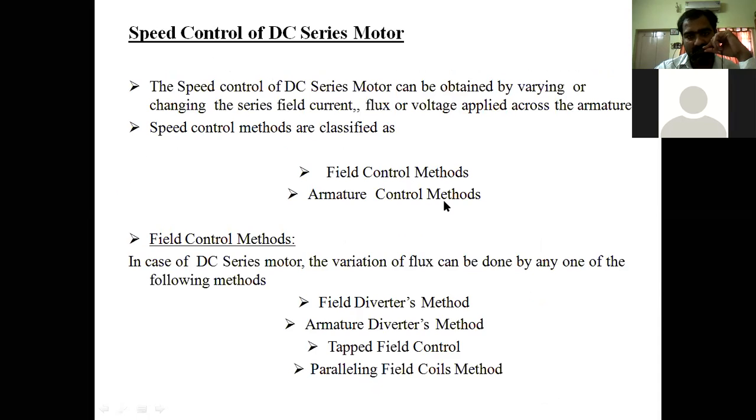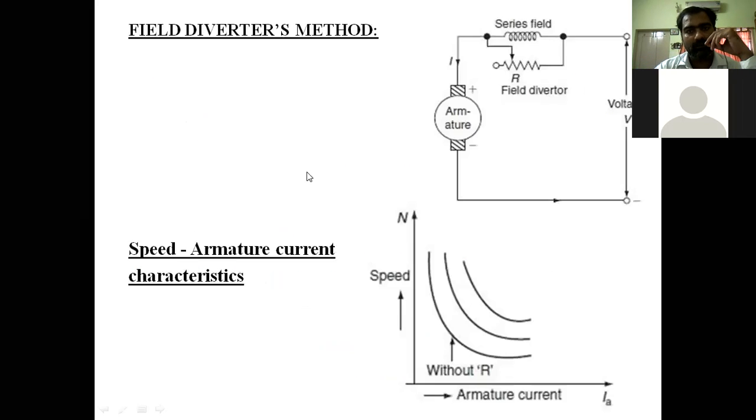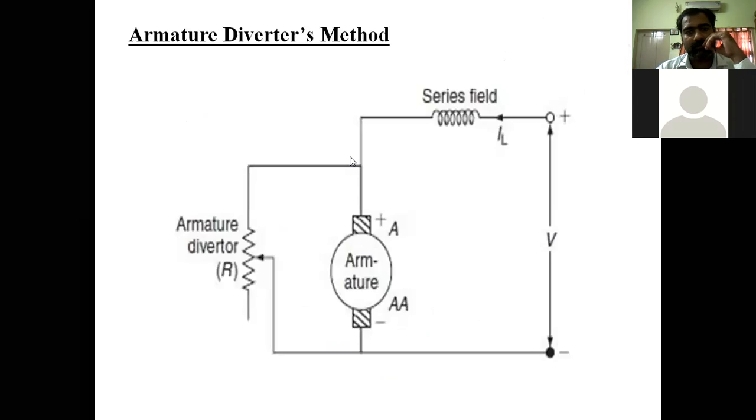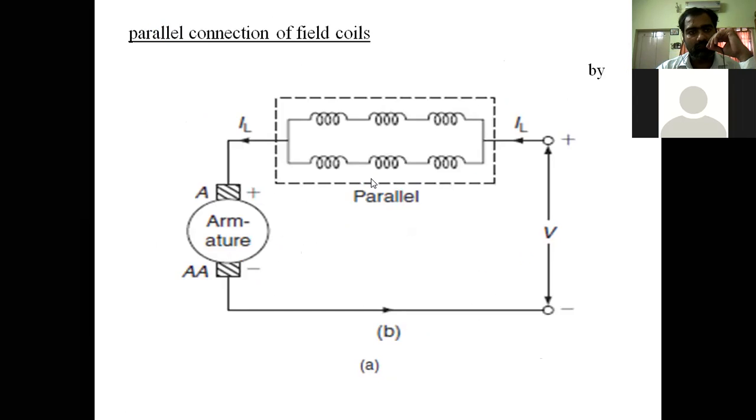We have seen the same methods, field control methods and armature control methods, applied to DC series motors. Here also there are some methods categorized under field control methods: the field diverter method, armature diverter method, tapped field method, and splitting field coils method. These are the circuits, characteristics, and methods.